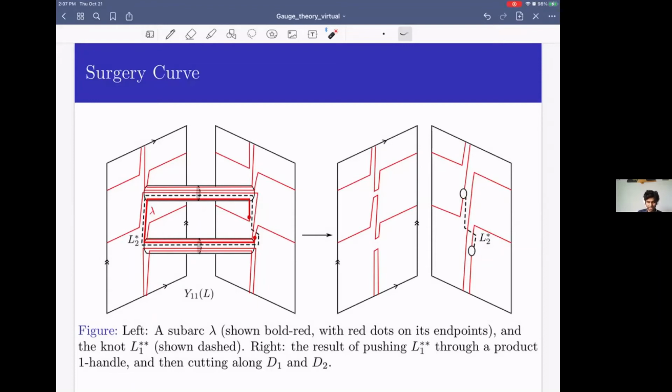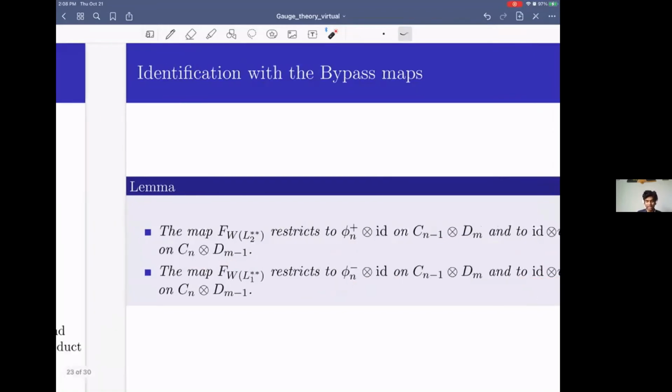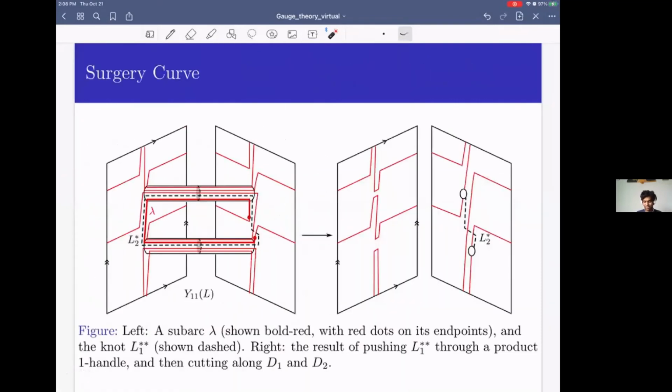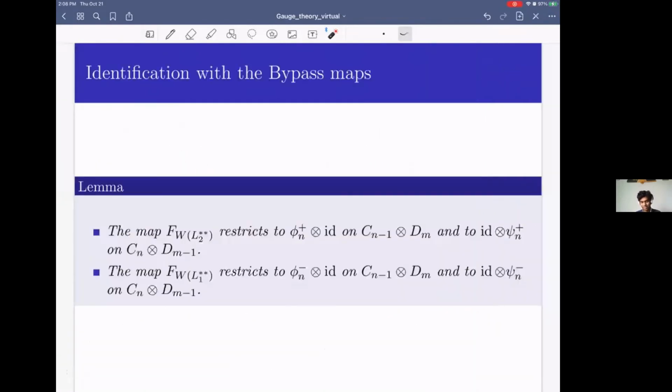Here we are just doing it for 1, 1 to infinity 1, but all these arguments are very similar. So this is the lemma that we state: this map L2 star star restricts to U tensor identity on this, and identity tensor U on Cn tensor Dm-1. Similarly, one can show this. One only has to check the sign of this bypass attachment. I haven't really put any orientations on the suture, but one can check the sign of these bypasses, and then that's what we have. Modulo signs, maybe.